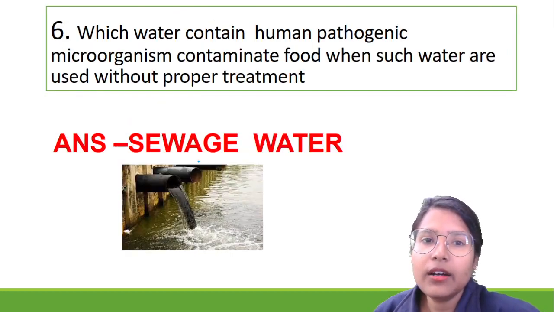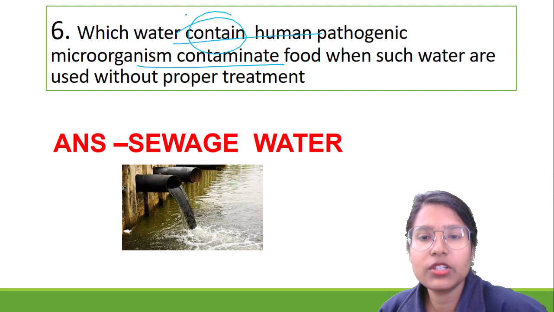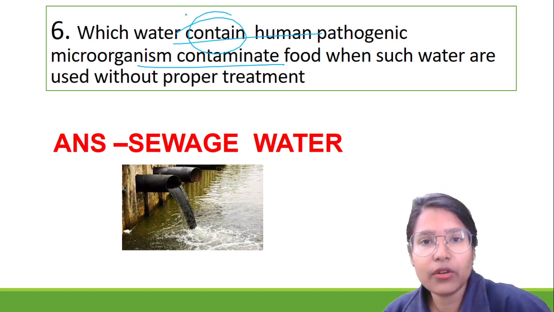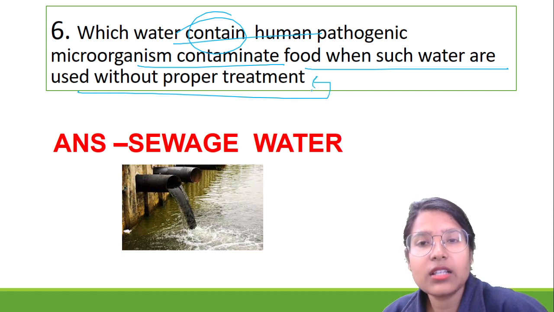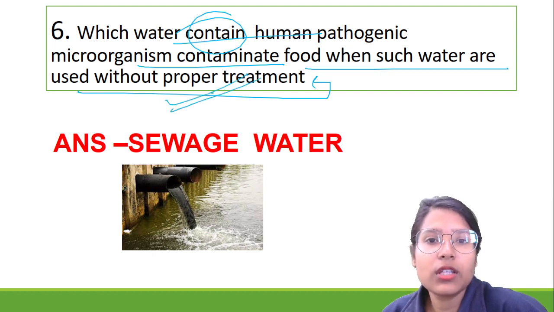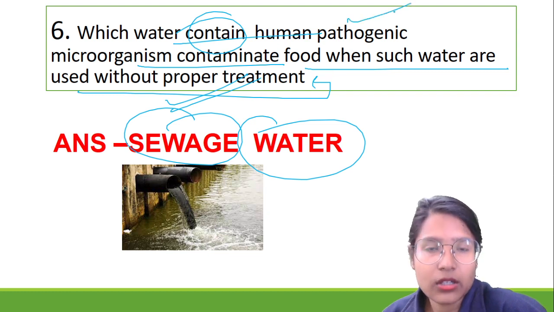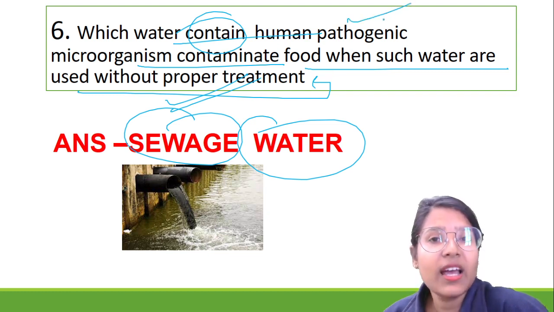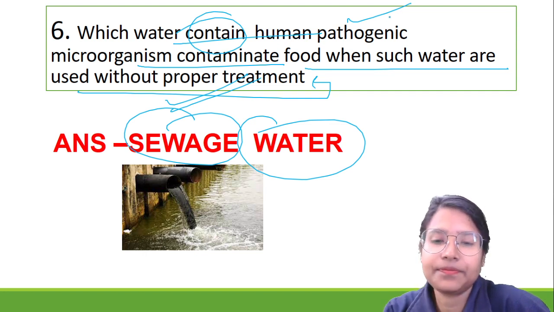Right, here, which water contains human pathogenic microorganisms? Water which contains human pathogenic microorganisms can contaminate the food, and such water cannot be used without proper treatment. So which water is that? That is your sewage water. Sewage water contains pathogenic microorganisms, and this water cannot be used without proper treatment.